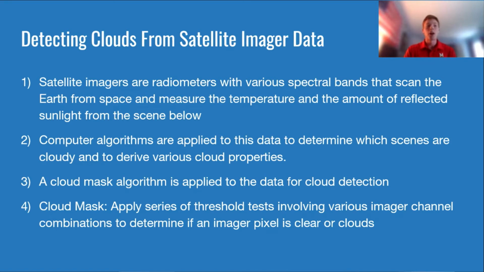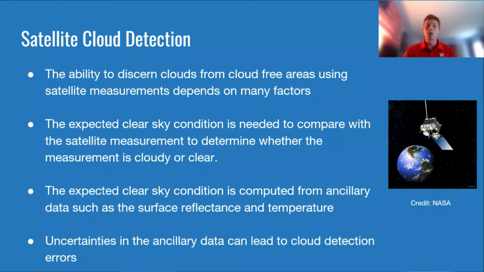So we then apply computer algorithms to this data in order to determine that, as well as deriving various cloud properties that I talked about earlier. Then a cloud mask algorithm will be applied to determine if the pixel is clear or cloudy. And this is also known as the expected clear sky condition.